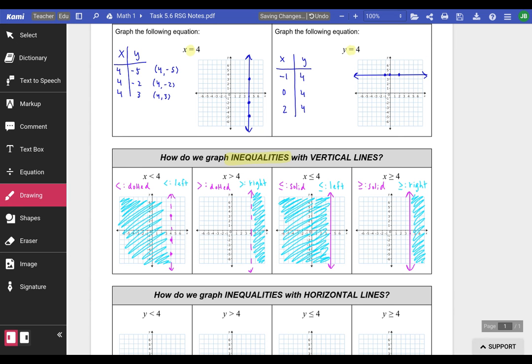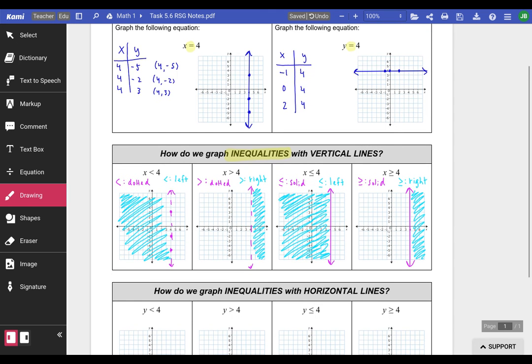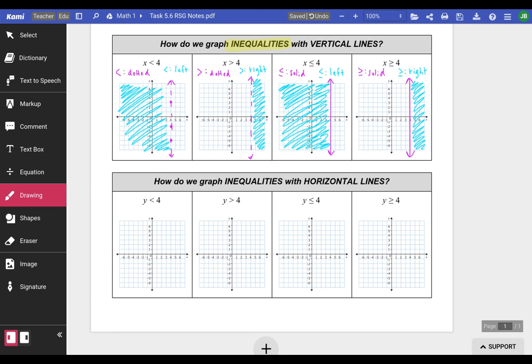All right, so now the only thing left to look at is what happens with horizontal lines. And again, this is based off our equation y equals 4. So let's take a look here. First thing I notice is I have a strictly less than sign. So I know I'm going to have a dotted line. It's going to cross the y-axis at 4.